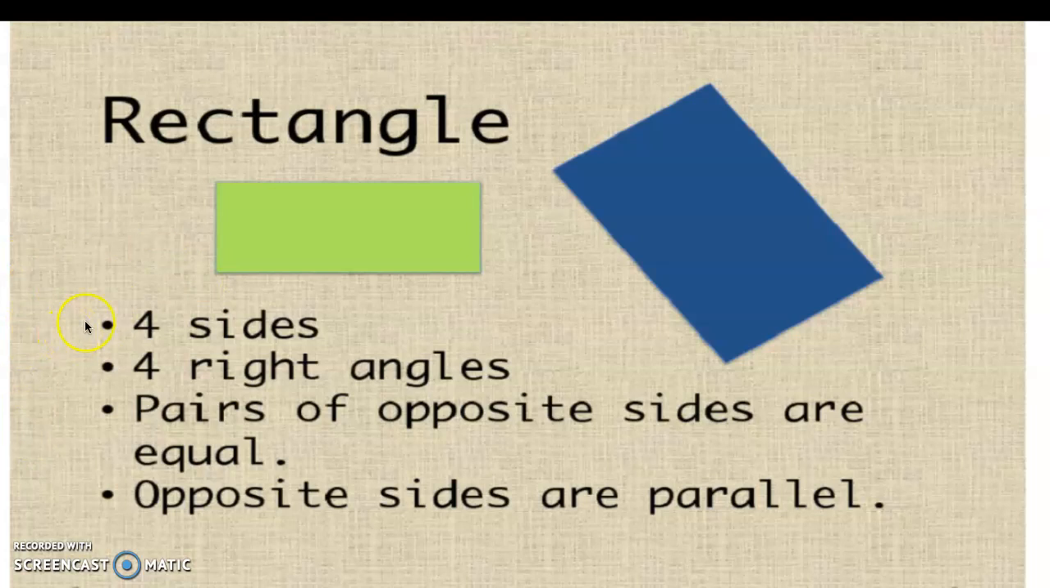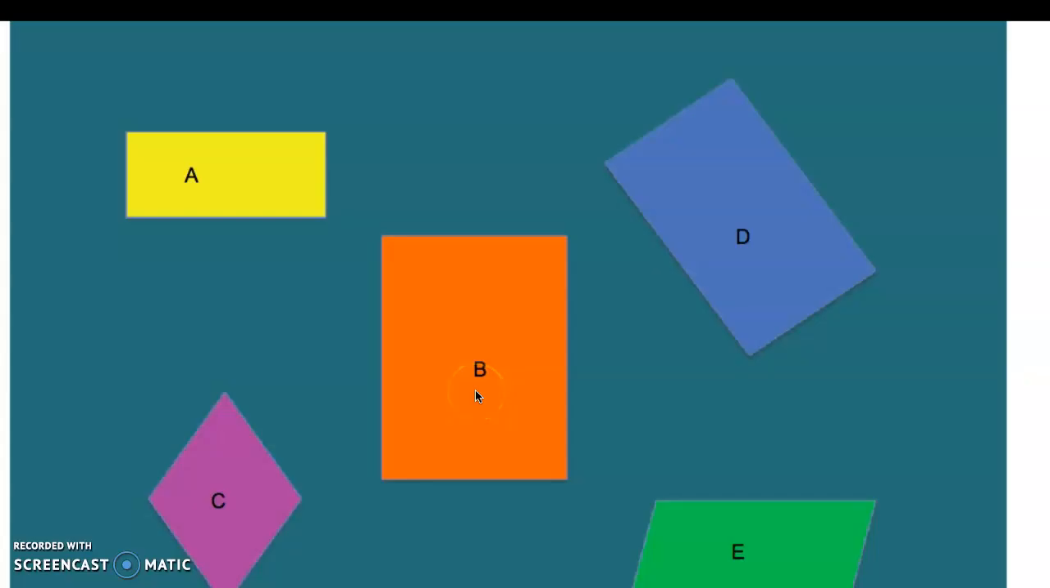Rectangles. Rectangles have four sides, 1, 2, 3, 4. They have four right angles, 1, 2, 3, 4. In other words, it comes together at a corner. Pairs of opposite sides are equal, so this side is equal to this side, and this side is equal to this side. And then opposite sides are parallel. Identify by letter those that are rectangles.